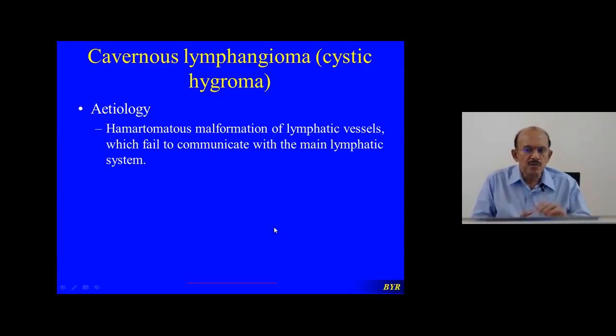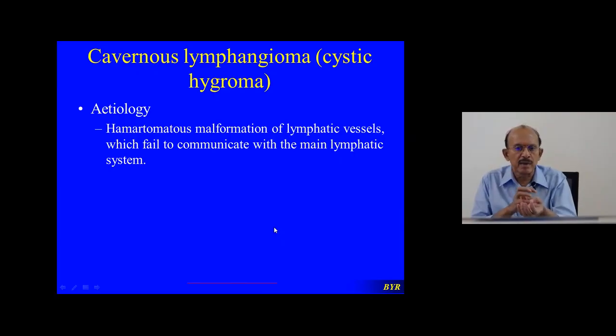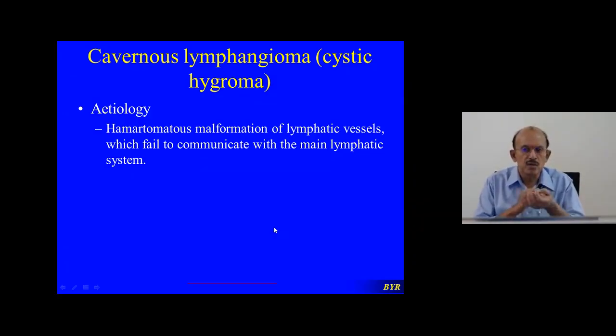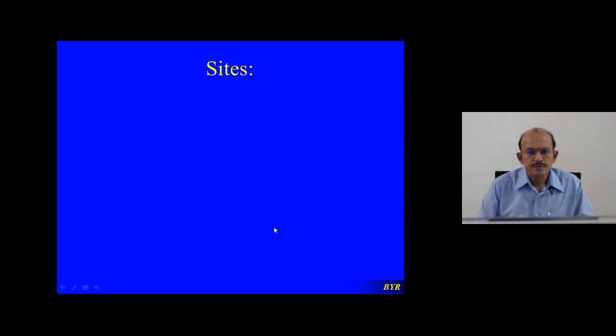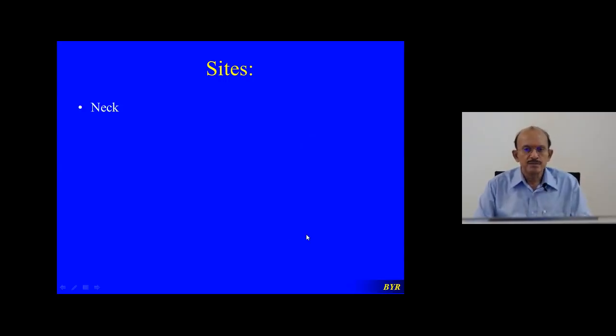If any part of the lymphatics which are developing fail to get communication with the parent trunk or main trunk, that will lead to an accumulation of lymphatic vessels which are not communicating. So they're collecting lymph, but they are not emptying. So they gradually dilate and they form a lymphangiomatous mass. That is the genesis of the cavernous lymphangioma.